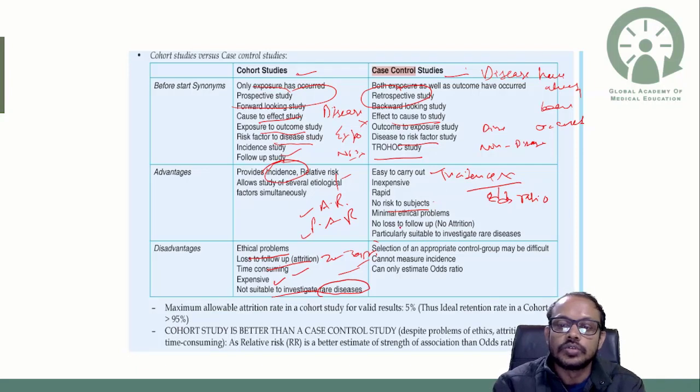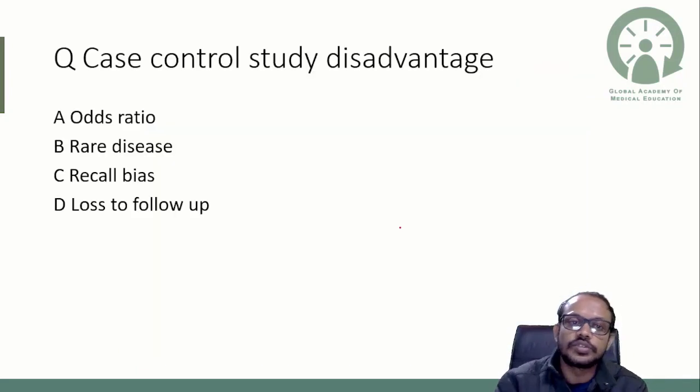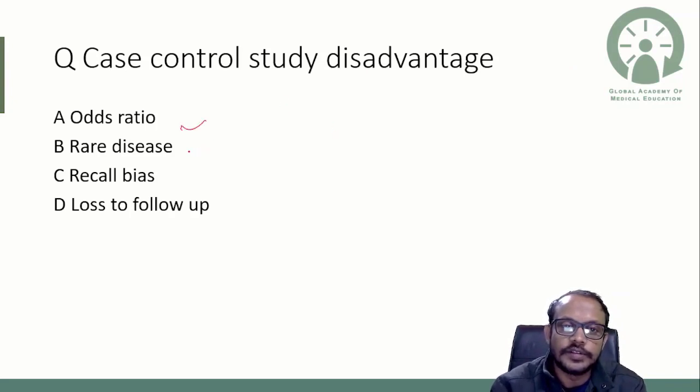Okay. So as you see in the question, odds ratio is an advantage of case control, not a disadvantage. It is a rare disease, it is the advantage because case control study is done in rare diseases. Recall bias is a disadvantage. Okay, this is the answer. Loss to follow up is in the cohort study, not in the case control study.